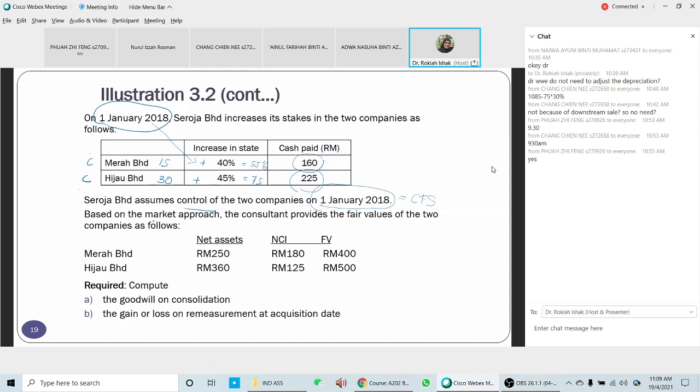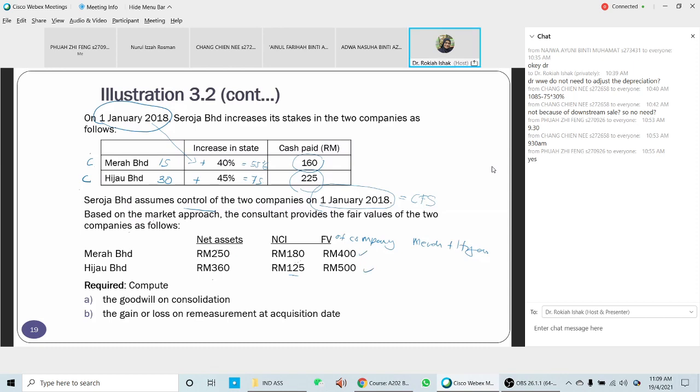Based on the market approach, your consultant provides the fair value of the two companies as follows. So this is the net asset for Merah and Hijau. The NCI here is 180 for Merah, and this one is for Hijau. And then the fair value is the fair value of the company, so the fair value of Merah and Hijau.